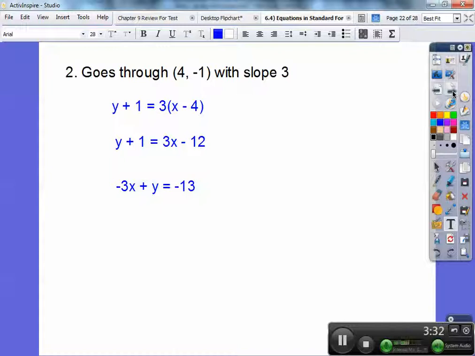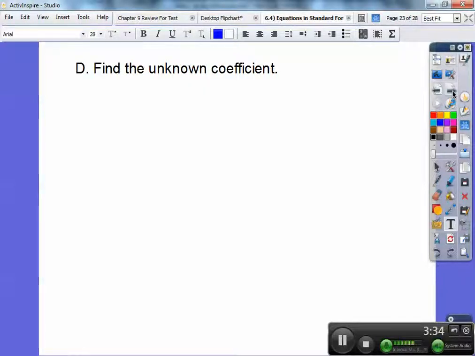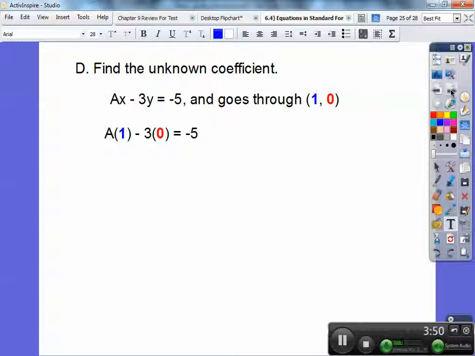All right, find the unknown coefficient. There we go: ax minus 3y equals negative 5, and it goes through 1 comma 0. This is easy. This is my x, this is my y, so I'm going to substitute that 1 in for x and that 0 in for y, and I get a times 1 minus 3 times 0, and I get a equals negative 5.